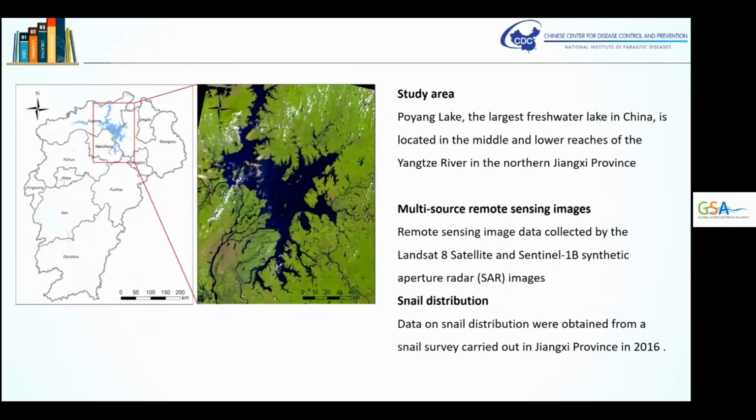So in this research, we chose Poyang Lake as our study area, and Poyang Lake is the largest freshwater lake in China. It's located in the middle and lower reaches of the Yangtze River in North Jiangxi province. For the multi-source remote sensing images, we chose the Landsat 8 satellite and Sentinel-1 images. The snail distribution data were obtained from a snail survey carried out in Jiangxi province in 2016.